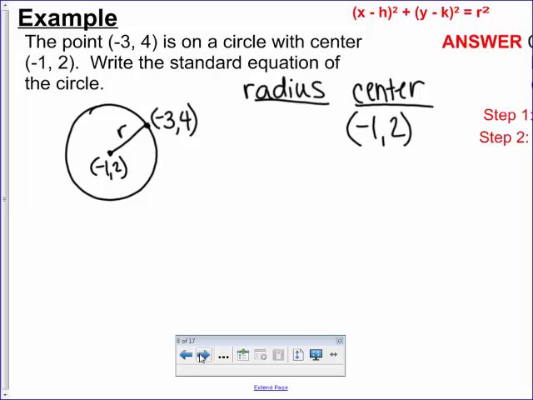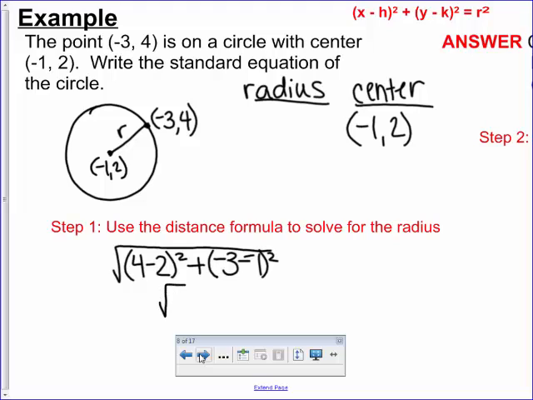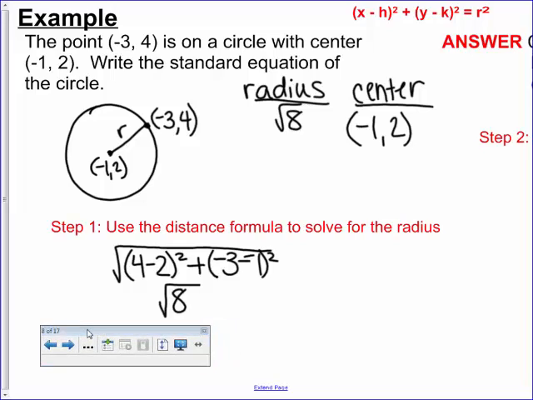We're finding the length of the radius, so we're going to use the distance formula to solve it. So let's go ahead and plug in our values. We're going to use (4 − 2)² + (−3 − (−1))² for the distance formula. When you go through all your calculations, you should actually get the square root of 8. And I'm going to leave it just like that, and you'll see why for a second. Don't put that in decimal. You tend to make some errors when you plug that into decimal.